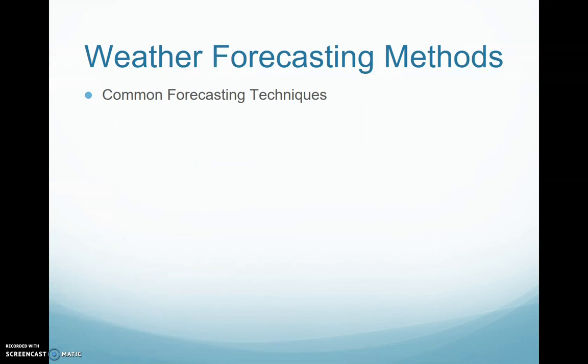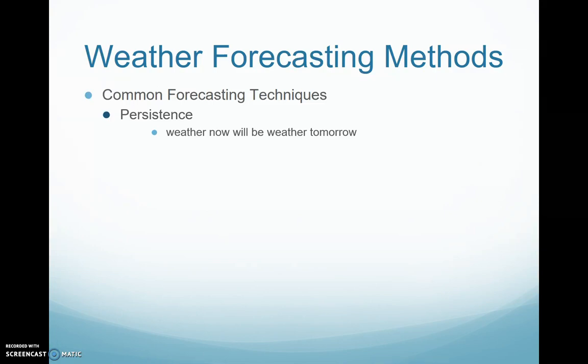Okay, so you've run your model, you've got yourself some plots, some maps. How can you take that information and generate a forecast? We're going to talk about a few different techniques in creating a forecast. The first technique is called persistence forecasting. Basically, whatever the weather is now, that'll be the same weather later.